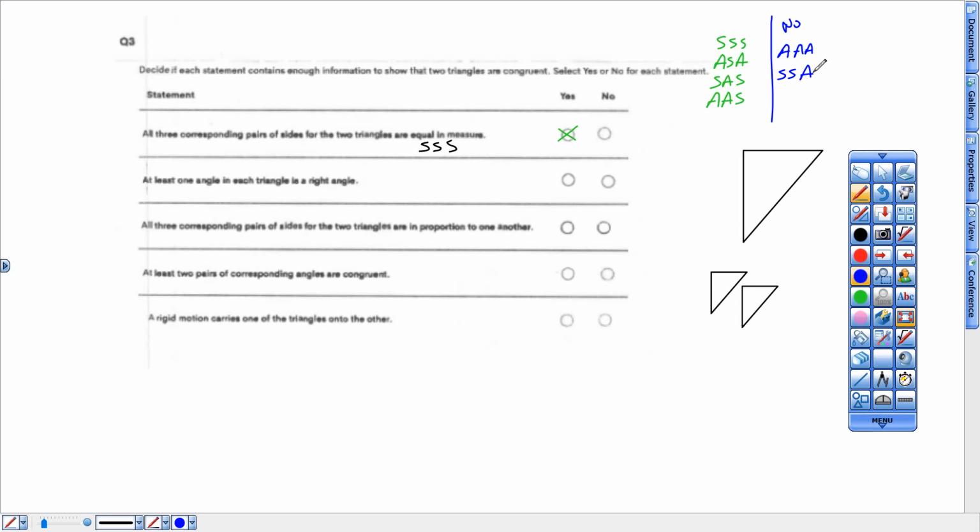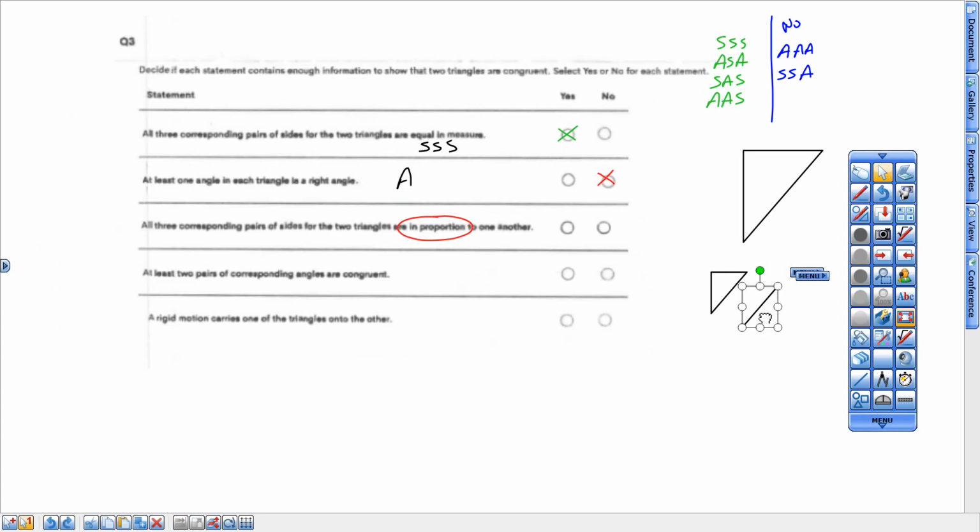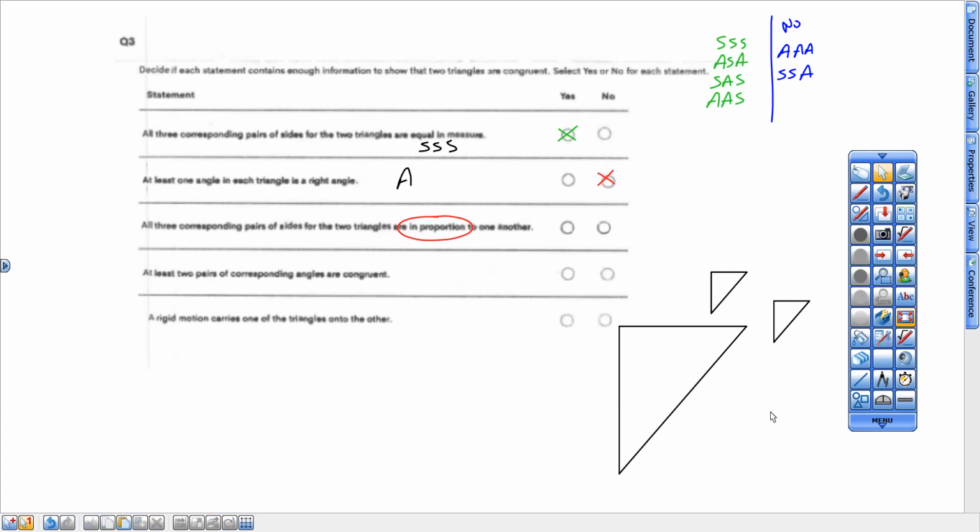All right, at least one angle is a right angle. So that would be like just A. And none of those have just A. So that one's no good. This one says all 3 corresponding sides are in proportion. And what that means is if I take a triangle and I take a corner of it and I stretch it, it makes it proportionally bigger. It has the same proportions, but it's not the same triangle. It's not congruent. All of these have the same proportions. They're all proportional, but they're not equal. They're not congruent. Proportional, similar. That's what we call these.